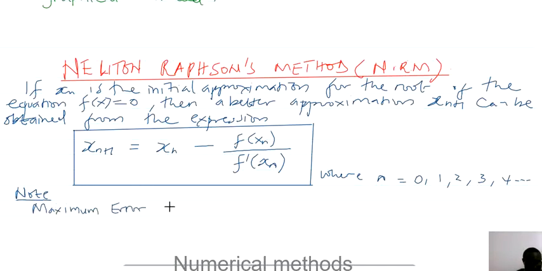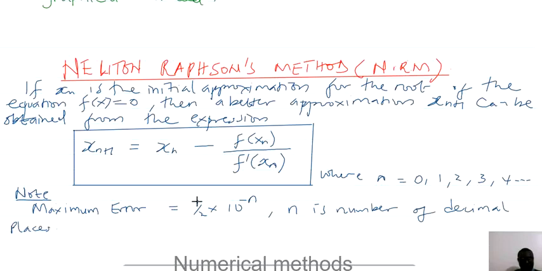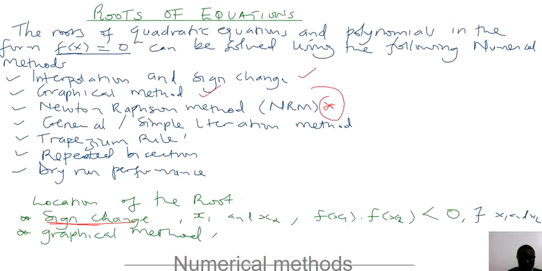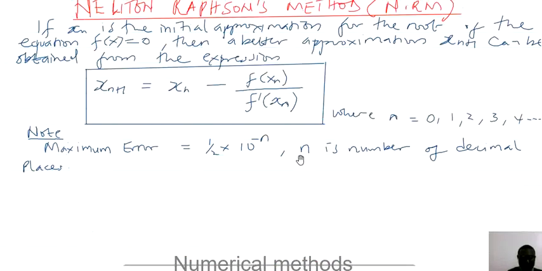Maximum error is equal to a half times 10 power negative n, where that n is the number of decimal places. Yes, this is very important because before we continue, we have to find out the error. Right now it is going to look very new to you, but you will like it. So we are going to deal with the Newton Raphson method here.